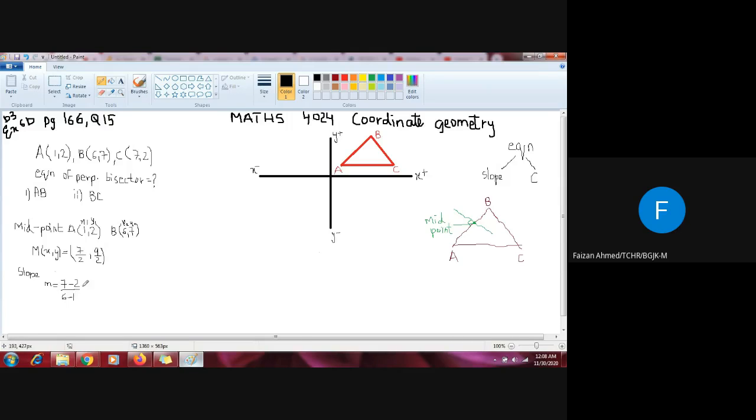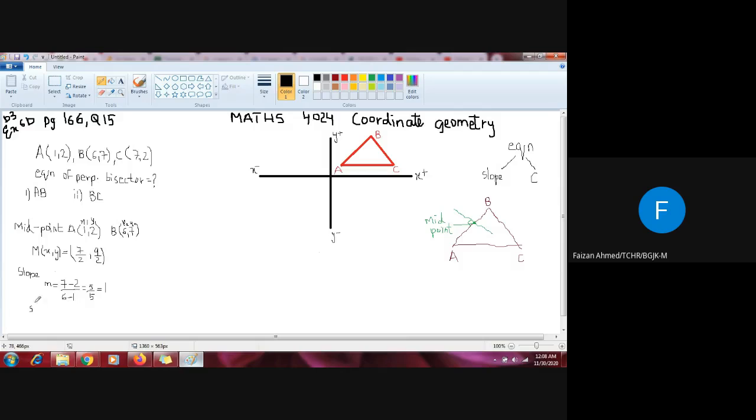And I know that 7 minus 2 is 5 upon 5, and the slope of this line is equal to 1. So I know that if AB has a slope of 1, this line is perpendicular to AB. So what will be the slope of the perpendicular bisector?